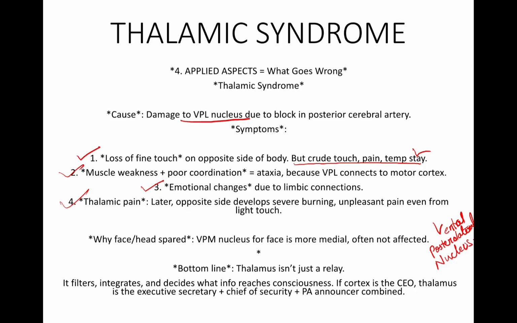So why are the face or head spared? Why the face or head is spared from all these conditions is that the VPM nucleus for the face is more medial, often not affected. So the ventral posteromedial nucleus is more medial for the face, so not much affected. So the bottom line of this is what? Thalamus isn't just a relay. It filters, integrates and decides what information reaches consciousness, right?